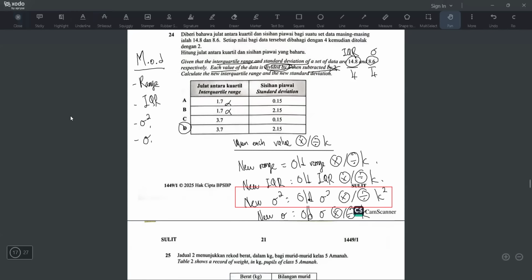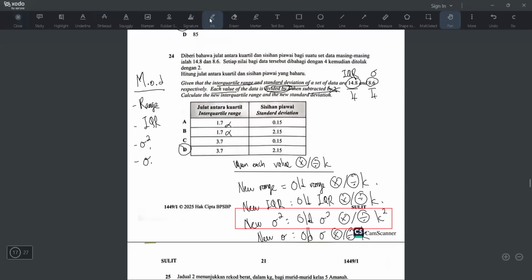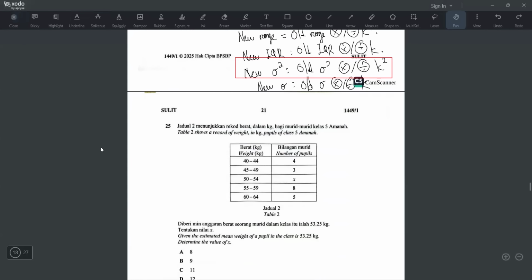Okay, I think I'm done. So okay, you faham kan kenapa yang ni tak payah bahagi 4 square? Sebab ini divide by 4. And we are not finding variance. We are finding for standard deviation. So 8.6 bahagi 4 also lah. Macam tu. Okay, that's all.